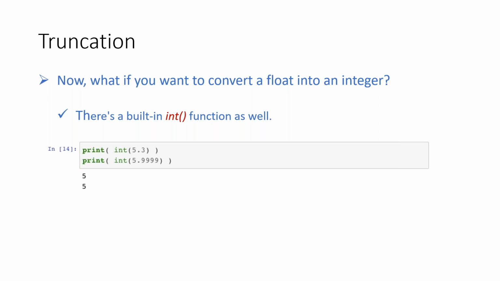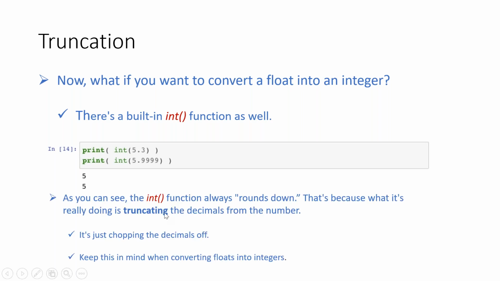So if you want to really round a float, then in Python, the good thing about it is that whatever you want to do, within the same word, there will be a method also. As you can see, the int function always rounds down. That is because what it is really doing is truncating the decimals from the number. It is just chopping the decimals off. Keep this in mind when converting floats into integers using this int function.